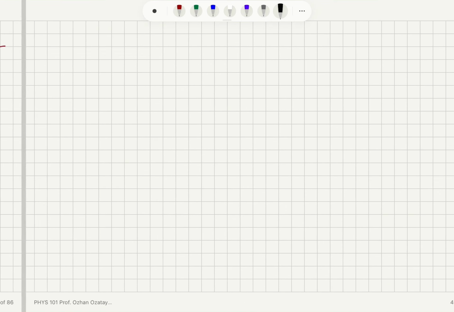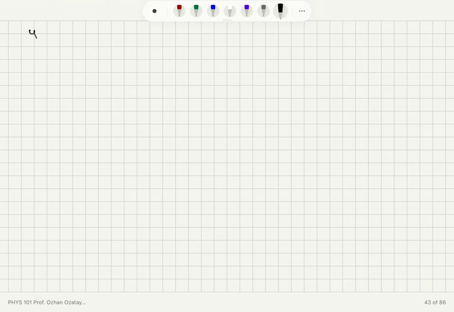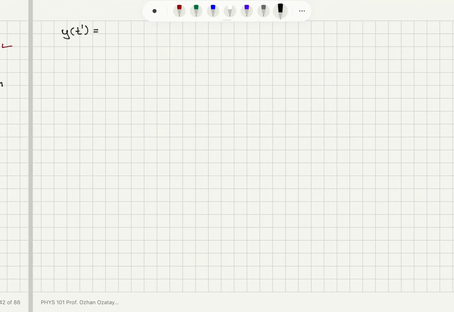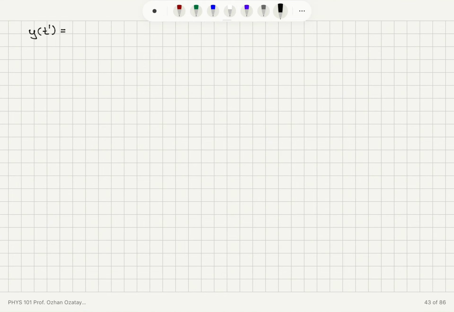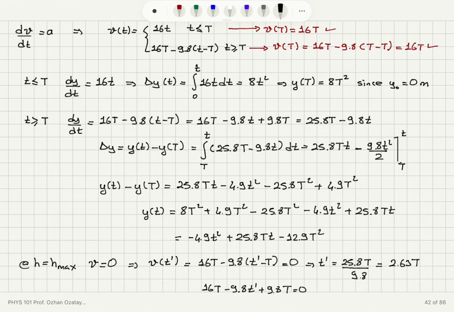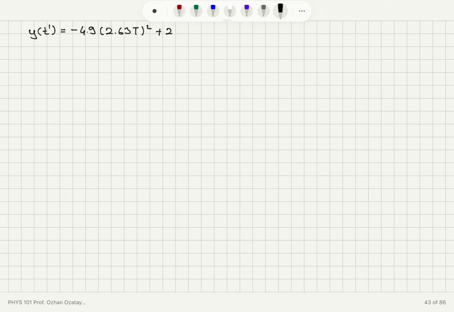Okay, so the position at that time, y at time t prime, is, because I have obtained this expression for y as a function of t, it's going to be minus 4.9 t prime squared, so it is 2.63 capital T squared, plus 25.8 capital T times T, 2.63 T prime, minus 12.9 capital T squared, and this is to be 960 meters.